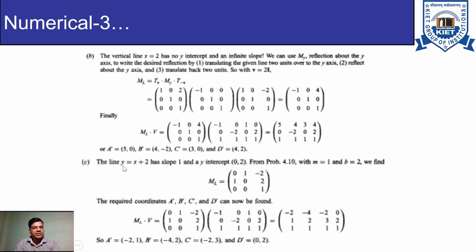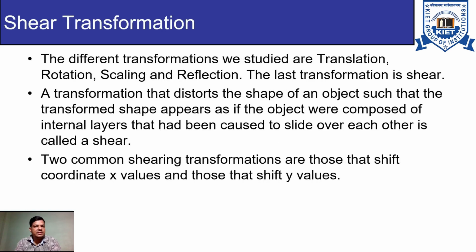In the third case, the line is y = x + 2. Here we can directly see that the value of m is 1 and the intercept is 2. So we substitute the values directly, and we get this matrix. And finally we multiply this matrix with the object matrix, and we get the answer. Next is shear transformation.